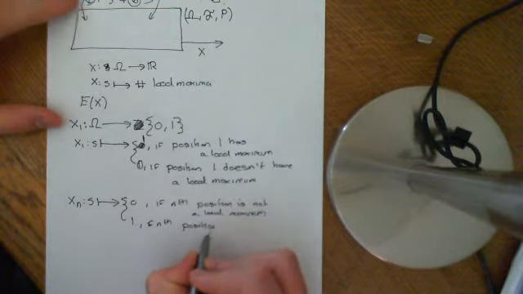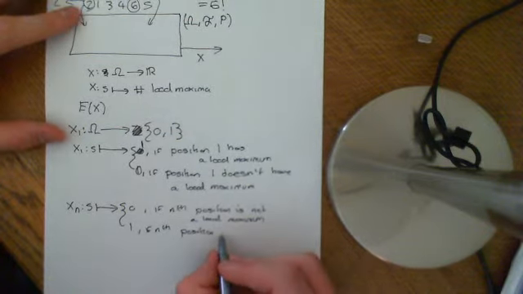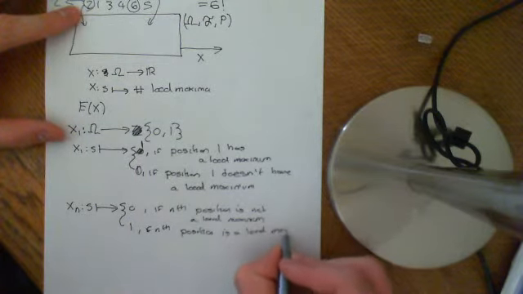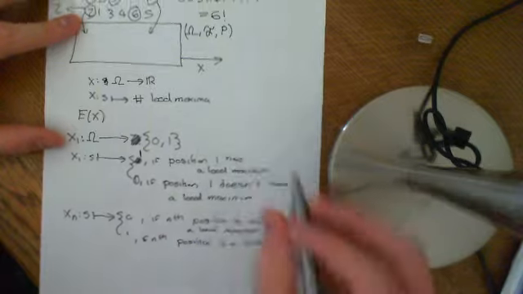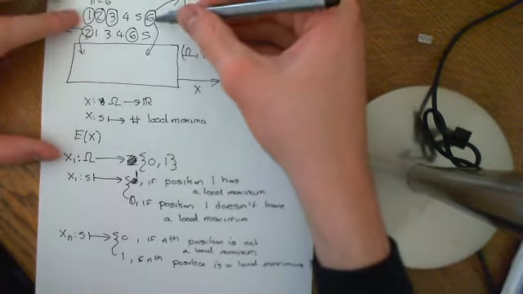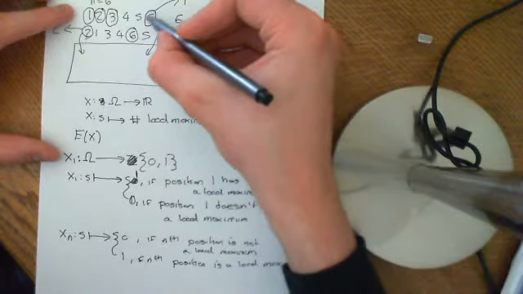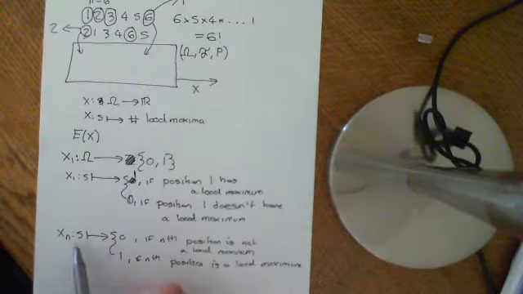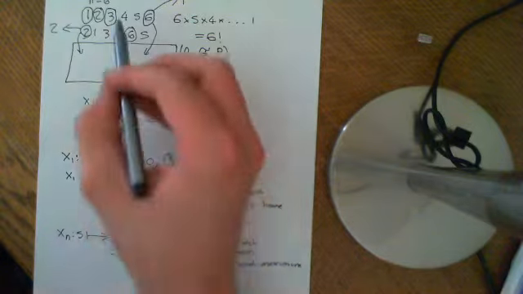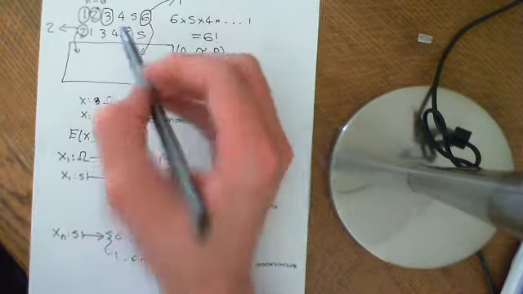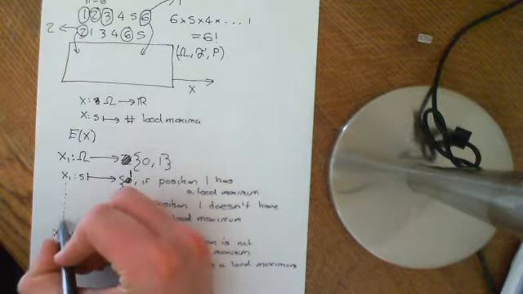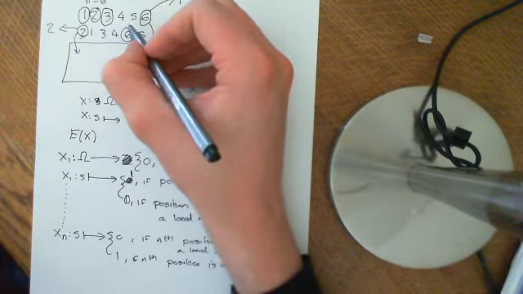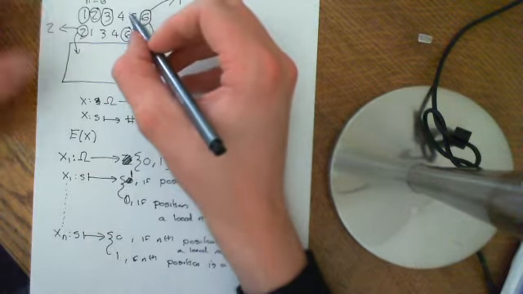So, for instance, in this first permutation up here, 1, 2, 3, 4, 5, 6, position 6 was a local maximum, so it would be mapped onto 1 by x6, and by all the previous ones, x1 up through x5, it would have been mapped onto 0.